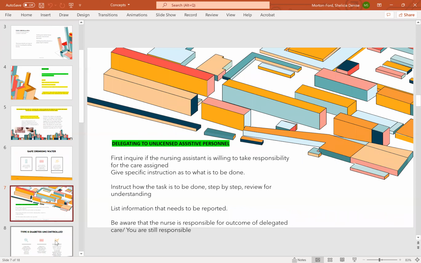So when you are delegating tasks to unlicensed personnel, remember that at the beginning of the day and at the end, you are ultimately responsible for the outcome. Even though you delegated, you are still responsible, so you still want to oversee and ensure that they complete the task as you have assigned. You also want to make sure that the person is willing to take responsibility for the task assigned. You will not assign a task to a person that is deemed unstable. You want to give them specific instructions about what is to be done, step by step, and you want to review for understanding. You might want them to recall or recite what you asked them to do.